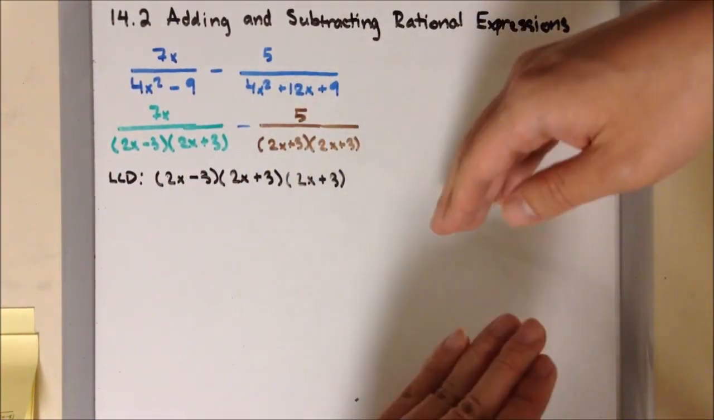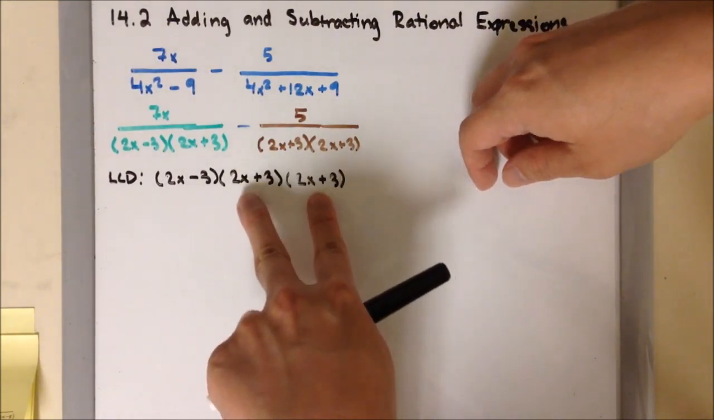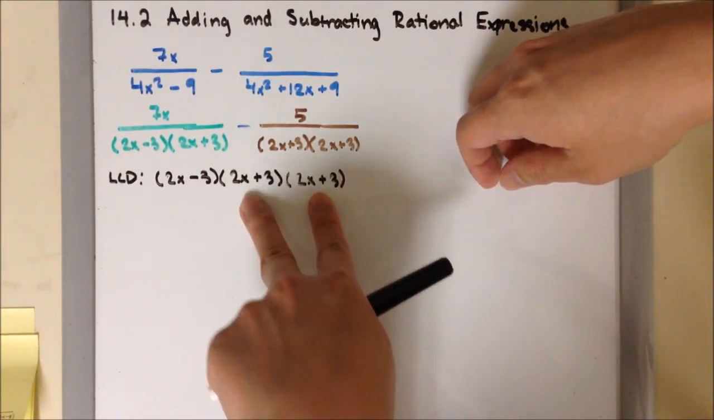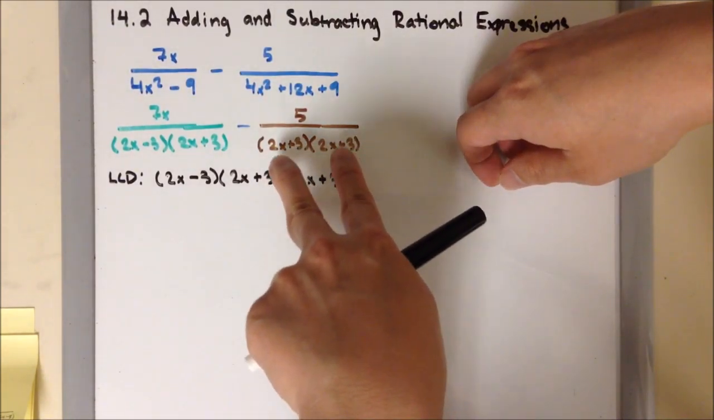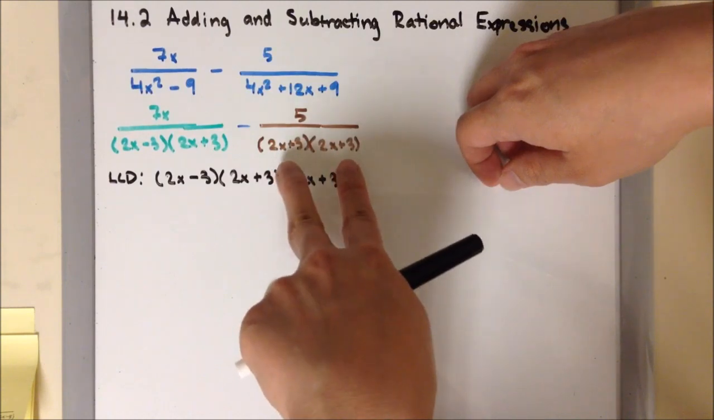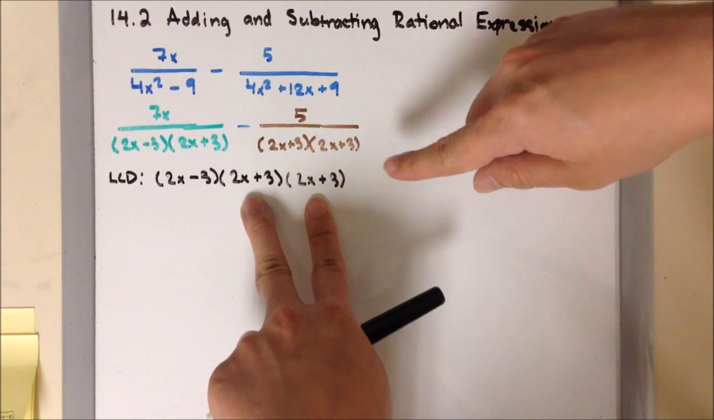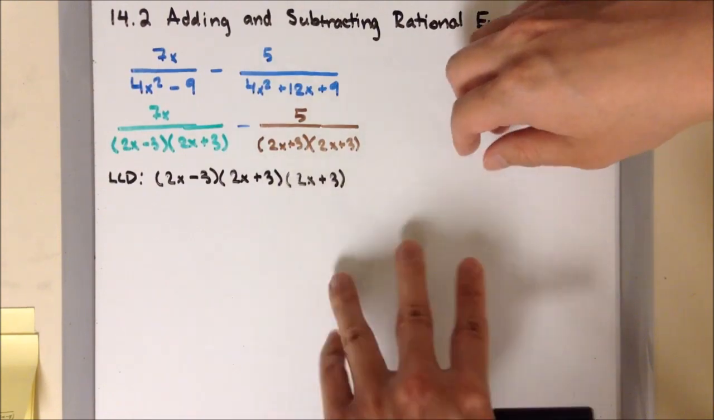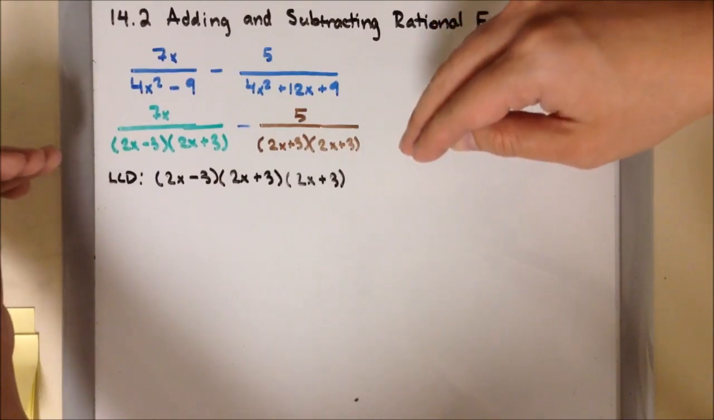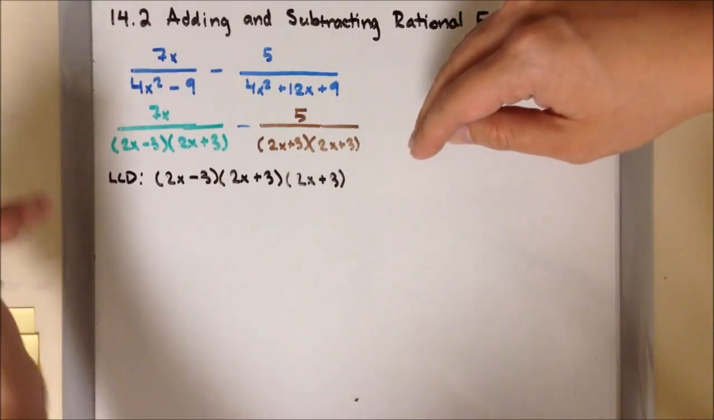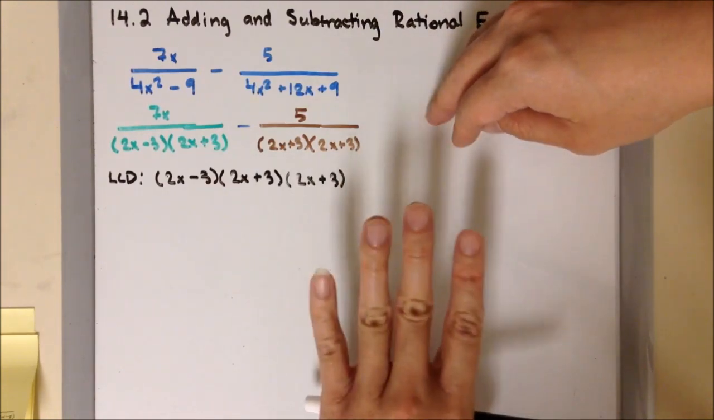Again, just to review, I only wrote 2x plus 3 two times because that's the most it repeats in the second fraction. There are two factors of 2x plus 3, so therefore in my LCD there are two factors of 2x plus 3, not three. Don't write the total. If you do that, you're just going to end up doing extra, unnecessary work. You don't want to go through that process.